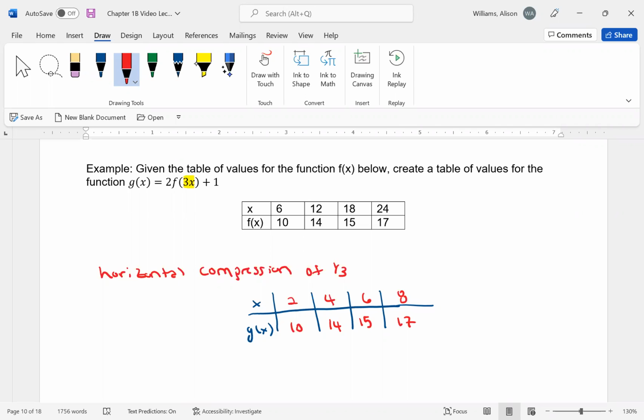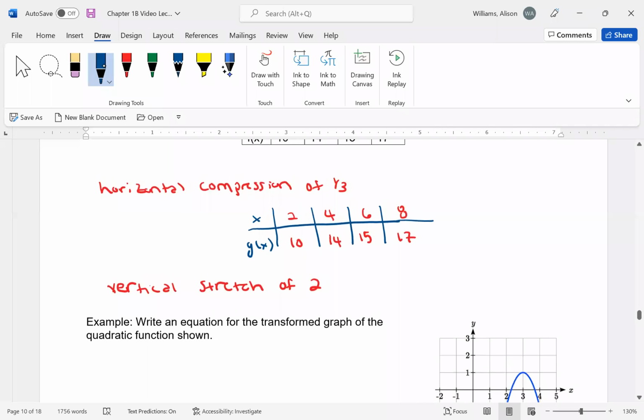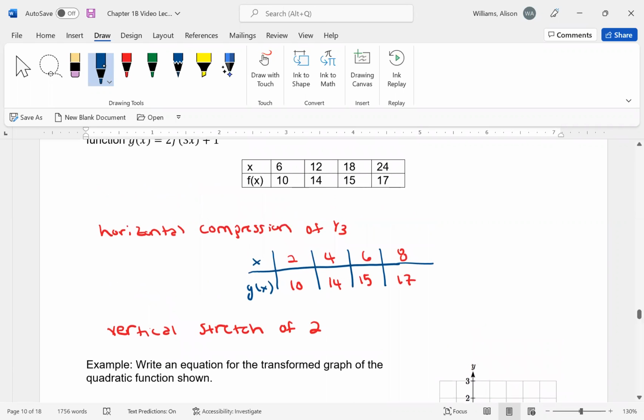Okay, now let's work at the vertical stretch, the fact that they're multiplying by 2. So that's a vertical stretch of 2. So what that's going to do is that's going to take the output values. Oops, I did not give myself enough space. That's all right. Output values, and it's going to double them. I should have given myself more space.